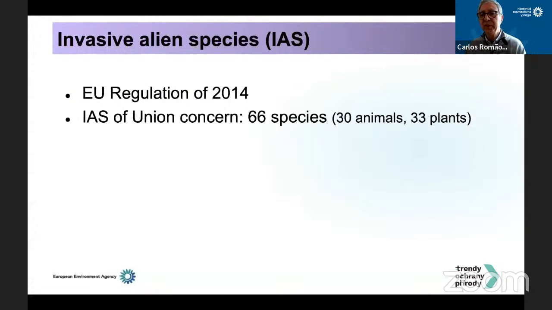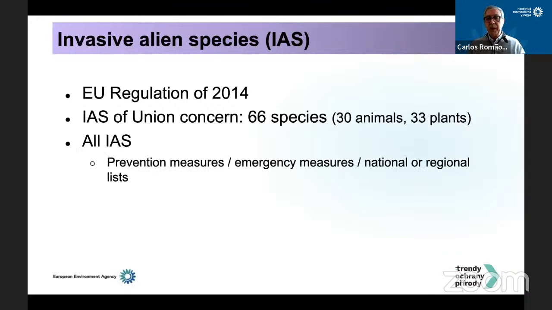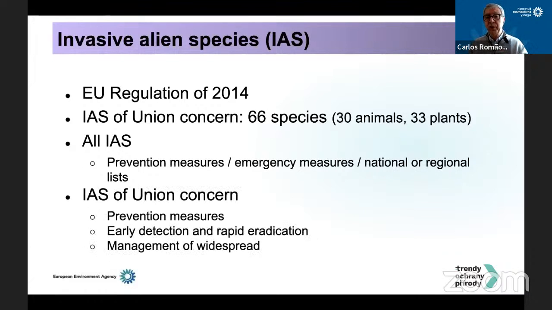The invasive alien species regulation also has some reporting obligations. Currently, this regulation concerns 66 species. This list of invasive alien species of Union concern is updated regularly. So currently it has 66 species, but this changes over time. And of course, in terms of the reporting, the countries have to indicate the different prevention measures, what was done in terms of early detecting and eradicating newly arrived invasive alien species, and how they are managing the species that are already widespread in the country.